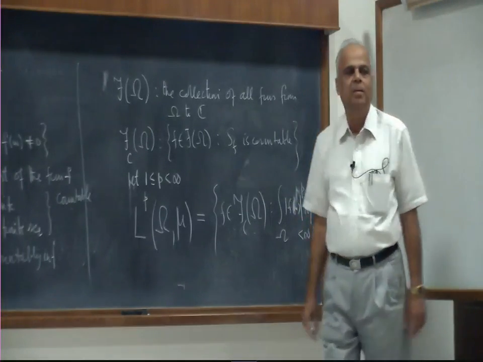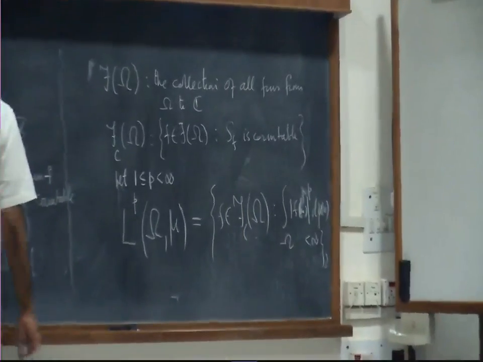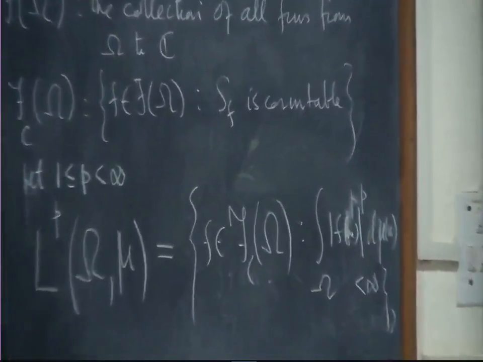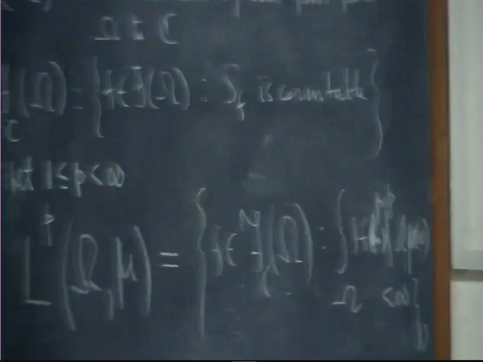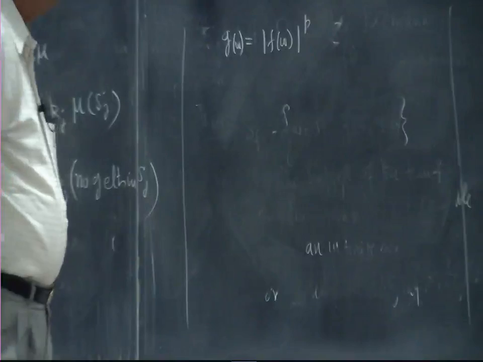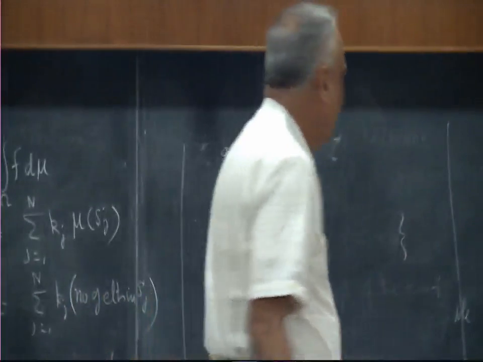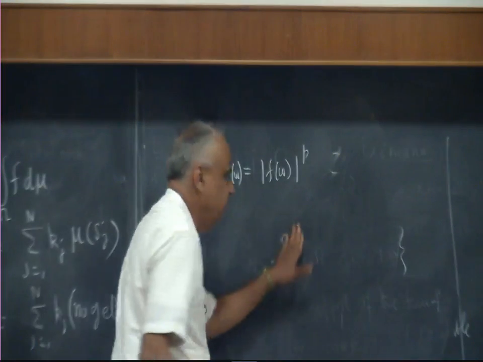What does this integral mean now? I have to integrate a function called mod f to the power of p. So what I am going to look at is a function g, where g of omega is mod f of omega to the power of p. F is given. Now since f is not 0 only on a countable set, g will also be not 0 only on a countable set. Now, what is meant by the integral?